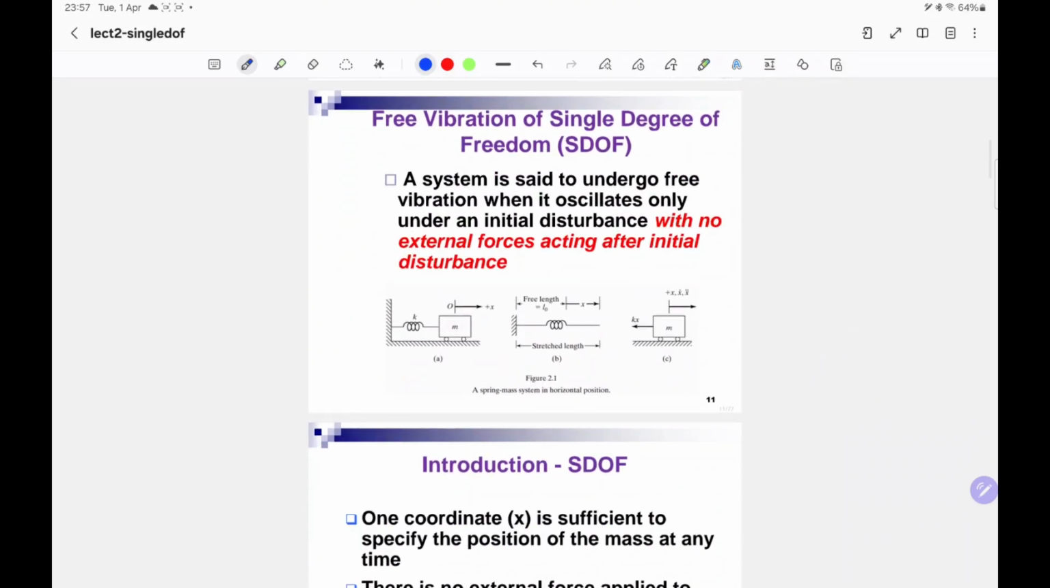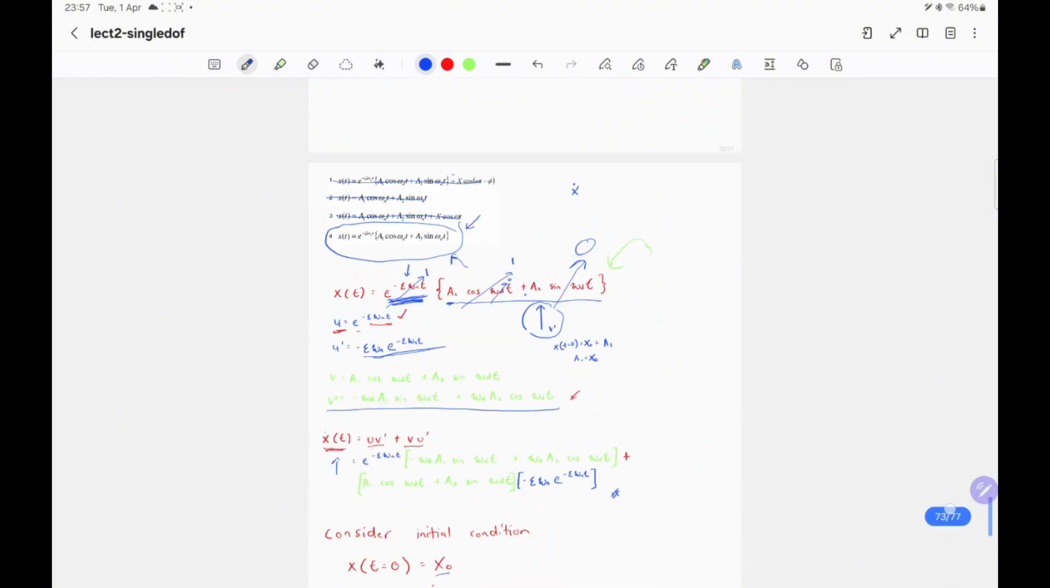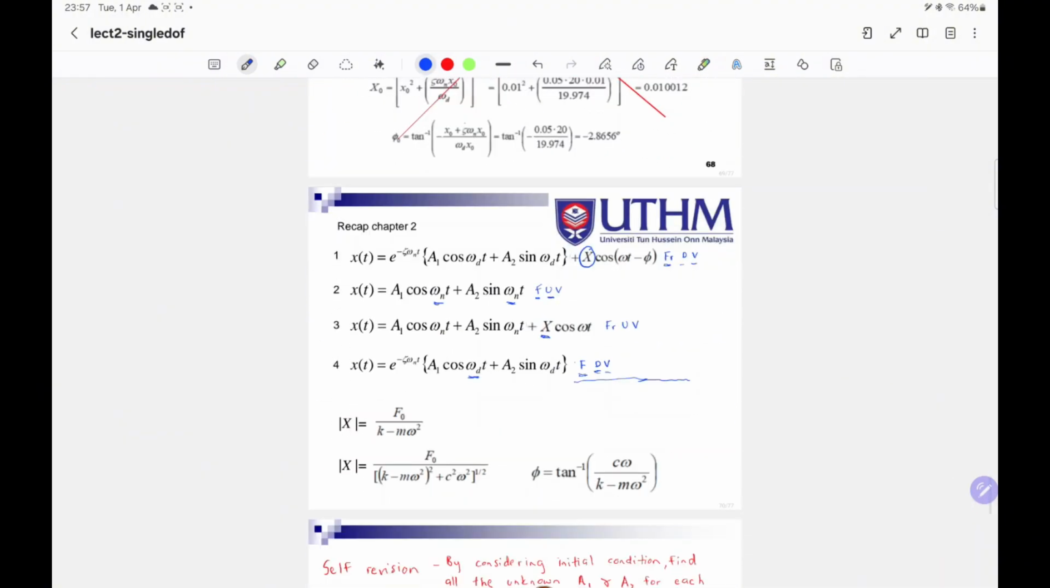So to compare this, if you go back to the response here, we know that the response originates from x equals xh, which is the homogeneous solution, plus the particular solution. As I mentioned, the particular solution is due to the external force, while xh is due to free vibration.